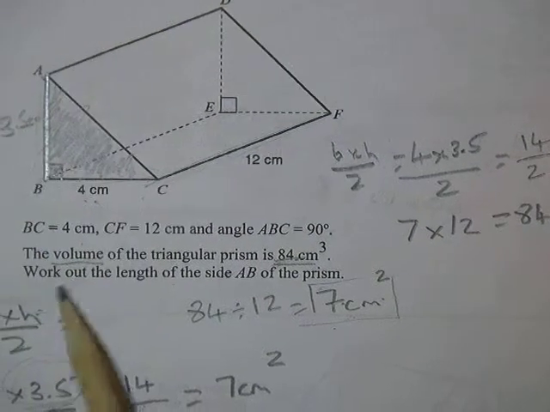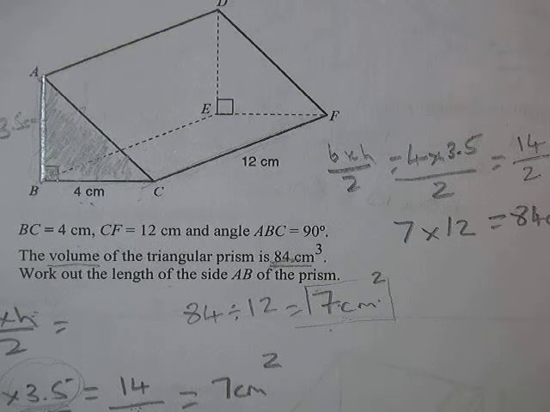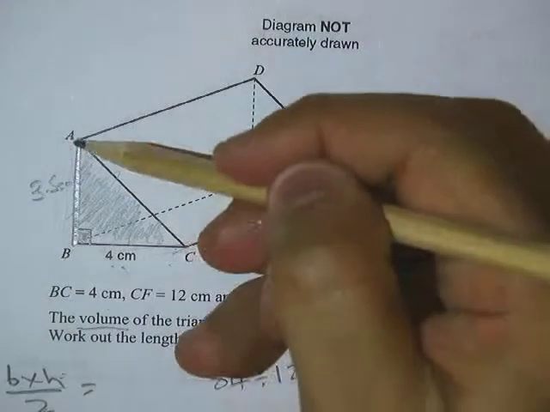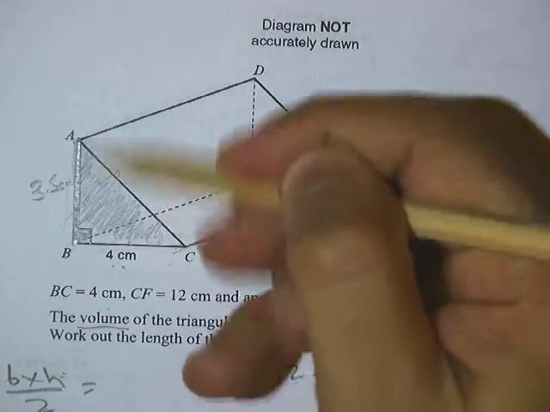So what did they want? Work out the length AB of the prism. Make sure in the answer box you put, right down here, 3.5 centimeters. That is the height of this triangle, or the length AB.